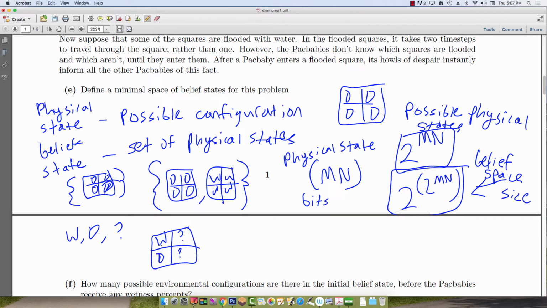And this would encapsulate everything we need to know about the uncertainty of the problem. So we know that this space is W, we know that this space is D, and we don't know what these two are. So this representation also works. Since there's 3 different possible values in our matrix, this would be 3 to the mn. So this is the number of possible belief states. So this is an alternative answer that also works.